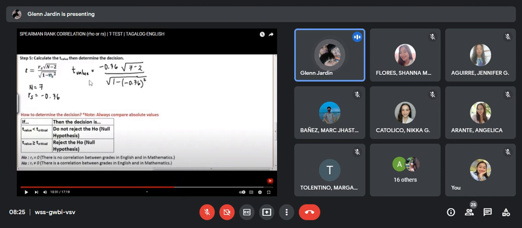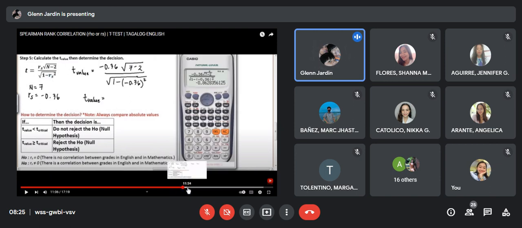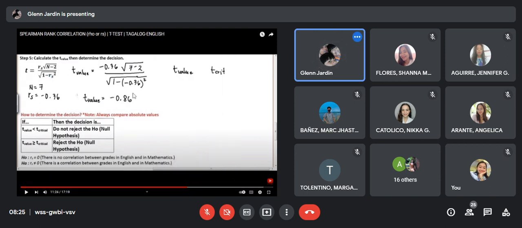So, substituting the value in the formula, so we have negative 0.36 times square root of 7 minus 2 over the square root of 1 minus negative 0.36 squared. Ito yung formula for t-test. Okay? And then simplify t value, you can use your calculator. So, lumabas yung negative 0.86 as a t value.